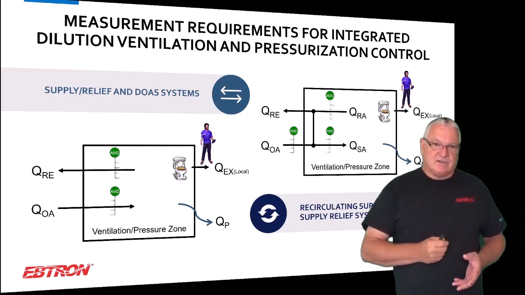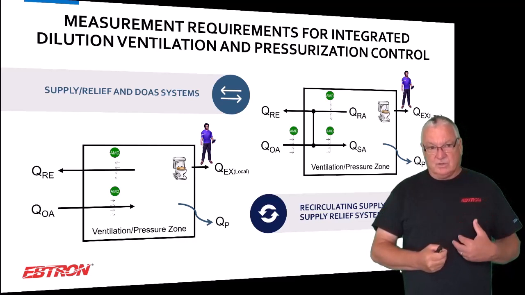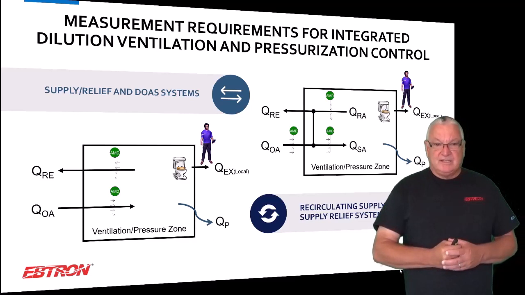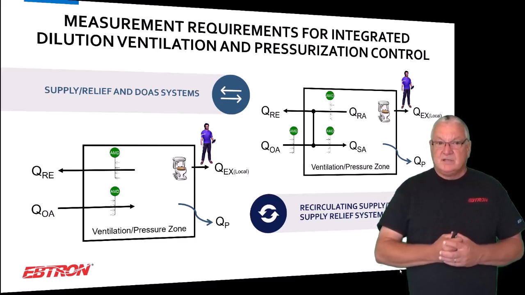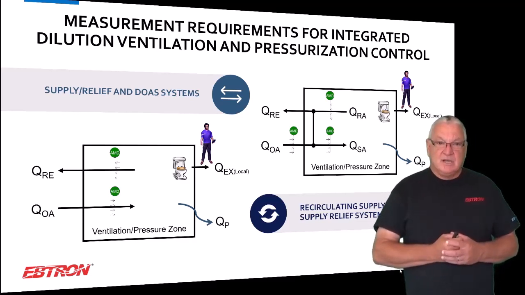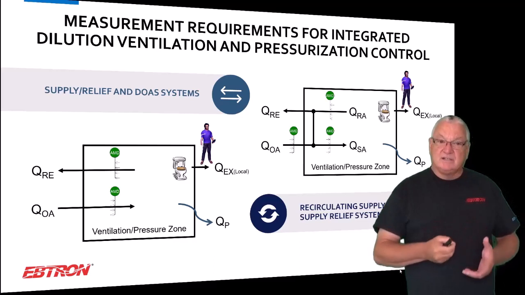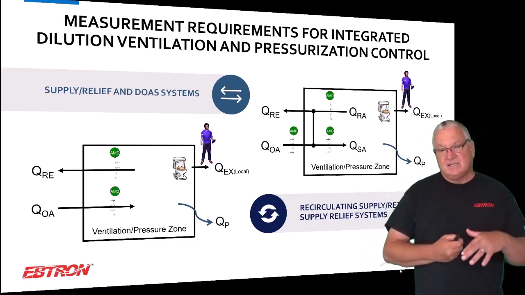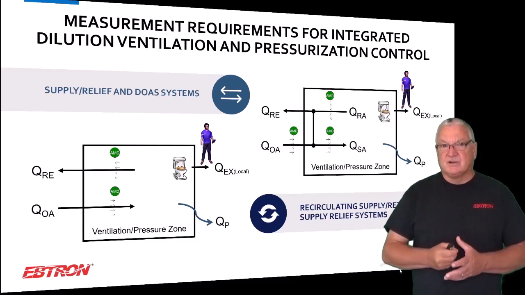So on the left side of the screen, that's your supply relief and DOAS systems. So we're going to measure the total outdoor air and the total relief. And hopefully we're measuring these in good locations, because this differential is really difficult to do properly. So you have to have good measurement locations. The beauty of some of these DOAS and some of these systems here when you're doing this is that you are dealing with filtered outdoor air, so don't go before the filters if you can avoid it. The other side is a little more complicated, and there's a lot more choices, the right side of the screen, which is recirculating units.